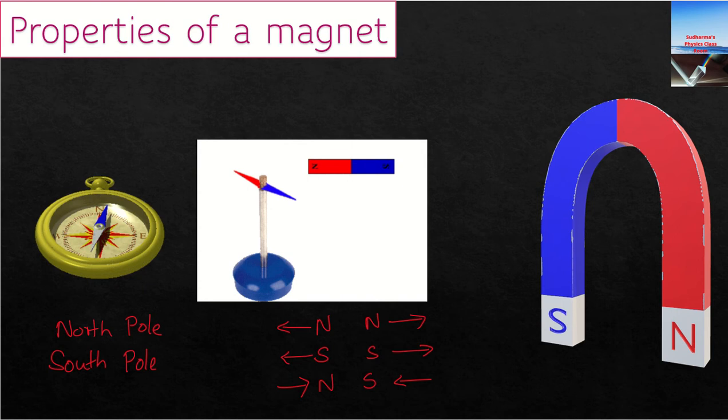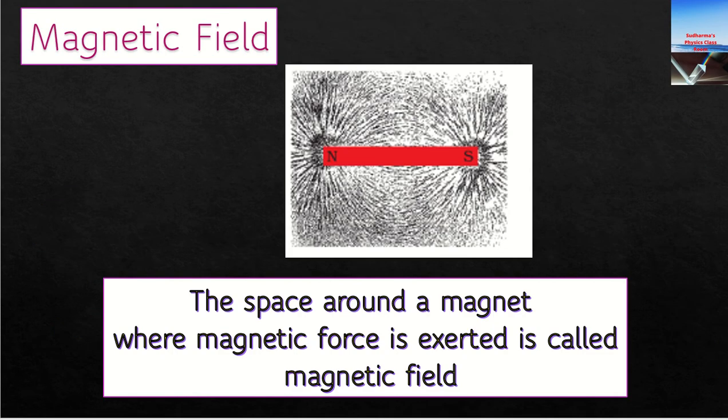Now let's come to the terms related with a magnet. The first one is magnetic field. What is magnetic field? The space around a magnet where magnetic force is exerted is called magnetic field. The space surrounding a magnet where magnetic force is exerted is called magnetic field. So this is the definition of magnetic field. Let's analyze what is the meaning of this statement.